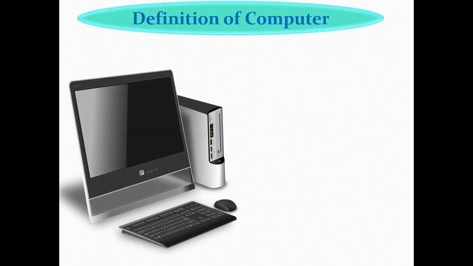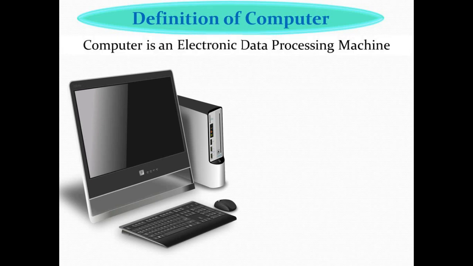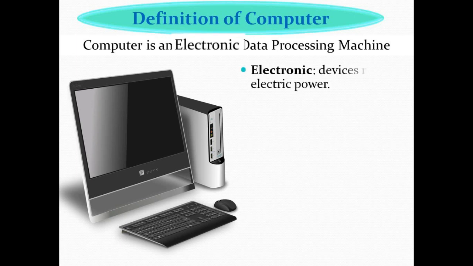So how do you define computer? We can say computer is an electronic data processing machine. What is the meaning of electronic? We know the devices which are run by electric power, we say it is electronic. Computer also needs electricity for working. That's why we say it is electronic.